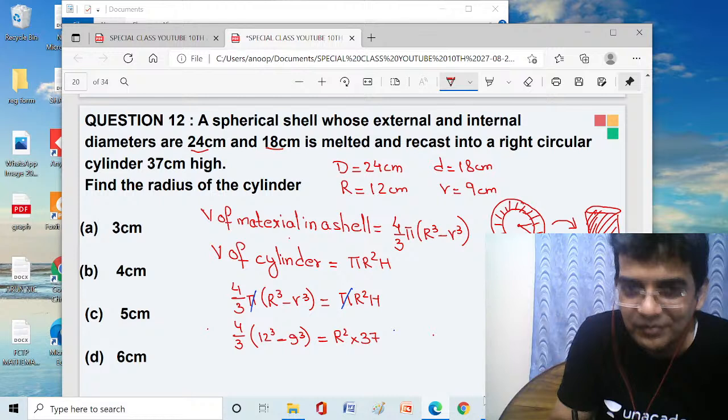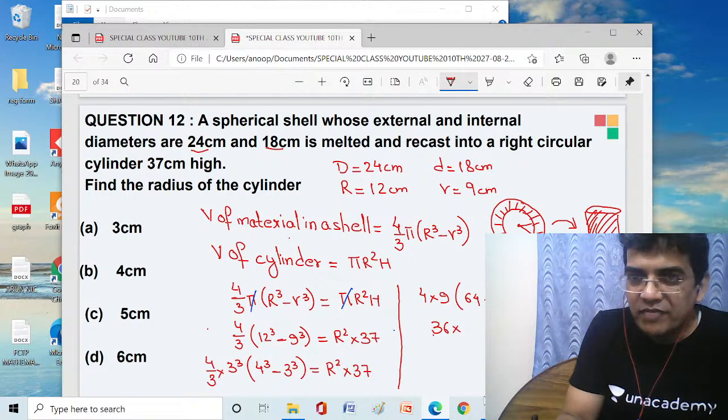Now this 3 cube reduced by 3 will give me 4 into 9. Now within the bracket, 4 cube will make it 64 and 3 cube will make it 27. On the right side, I have got r square into 37. So this is 36 into, within the bracket, 64 minus 27, so you will get 37. Now you can see I can reduce 37 on both sides. So I am left with r square is equal to 36, so r is equal to 6.